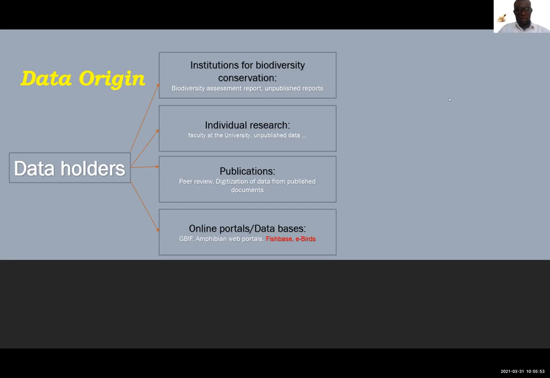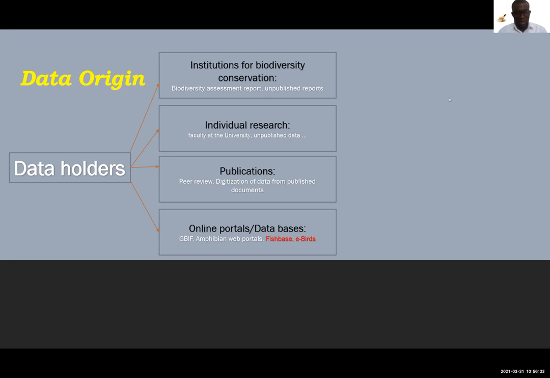Secondly, we also get data from individual research, where different people who are dedicated to carrying out biodiversity research in the country also have their raw data. We also approach these people and collaborate with them so that we can get their data as well. Some of these are colleagues at the University of Rwanda and others who are affiliated to the University of Rwanda.